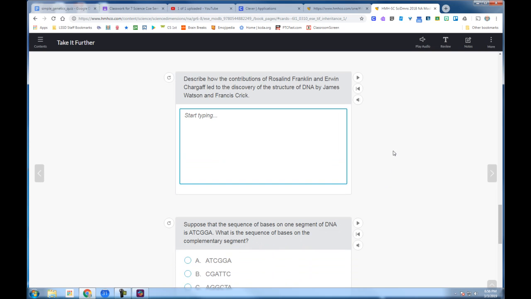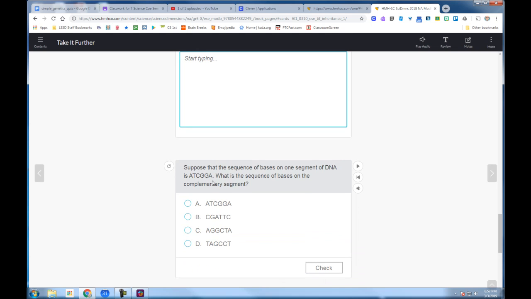Suppose that the sequence of bases in one segment of DNA is ATGCGGA. What is the sequence of bases in the complementary section? So if A goes with T, it has to start with T. And, well, that's the only one. So it should be TACGCCT. Let's check. And there we go.